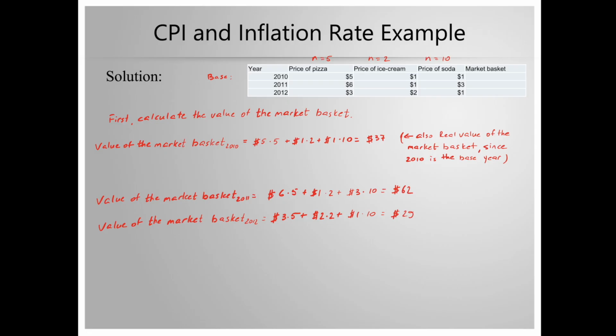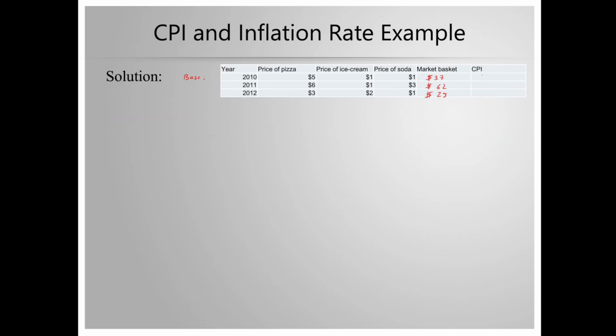Now we can fill out the last column here with the value of the market basket. Now we're ready to calculate the CPI in each year. CPI is equal to nominal value of the market basket over real value of the market basket. So CPI in 2010 will be equal to nominal value of the market basket in 2010 over the real value of the market basket times 100.